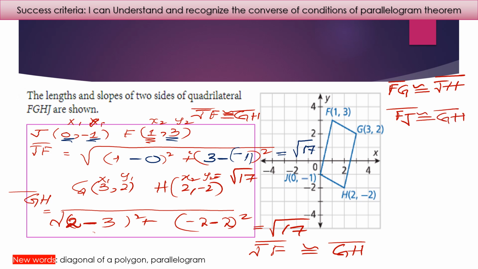But I said that FG and JH look parallel to me. But really, are they parallel to each other mathematically? So let's prove this part now.